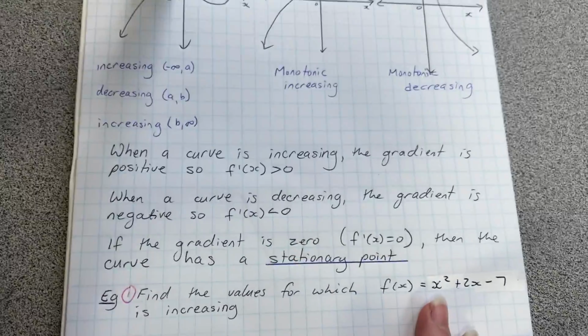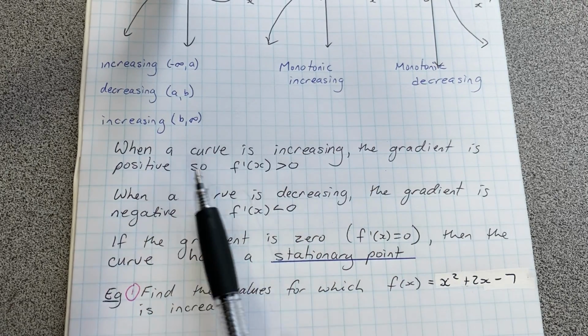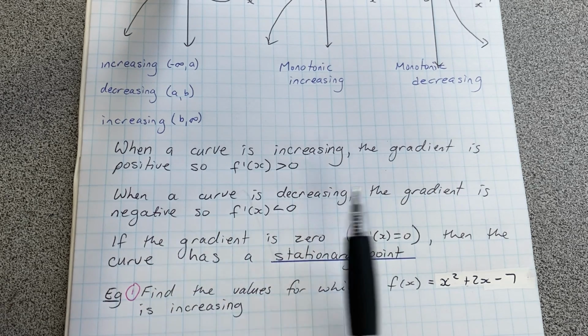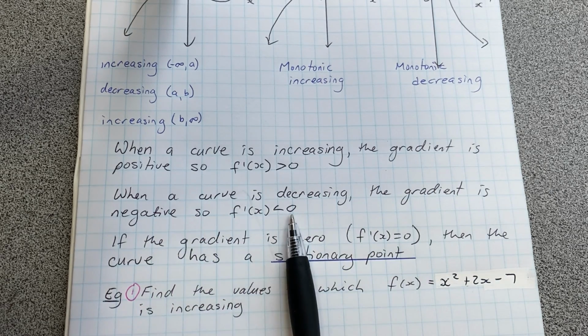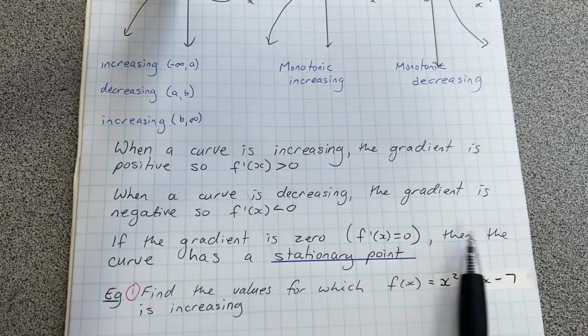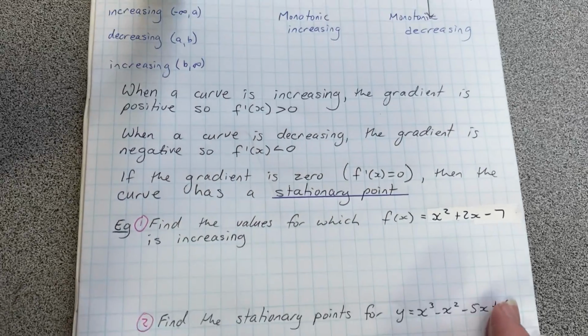So what ends up happening is when a curve is increasing, the gradient is positive. So the derivative is positive. When a curve is decreasing, the gradient is negative, so the derivative is negative. If the gradient is 0, so the derivative equals 0, then the curve has what we call a stationary point. You'll be asked to find stationary points, so you differentiate and you make it equal to 0.